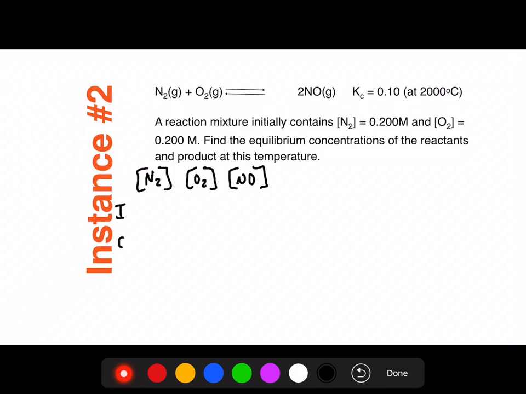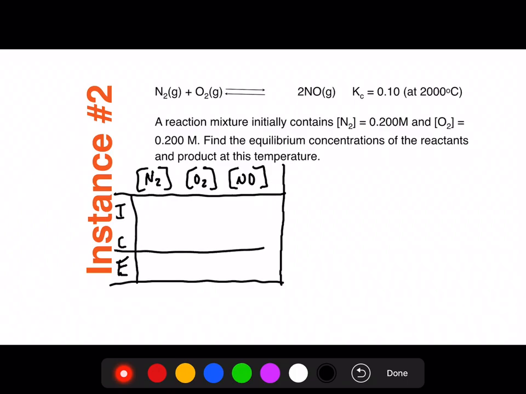Then you got ice, and I like drawing some sort of special line so that I know the difference between products and reactants. So your reactants are on the left, your products on the right. The mole ratios will also be important as always. The nitrogen is just 1, oxygen 1, and nitrogen monoxide is 2, so we want to keep that in mind.